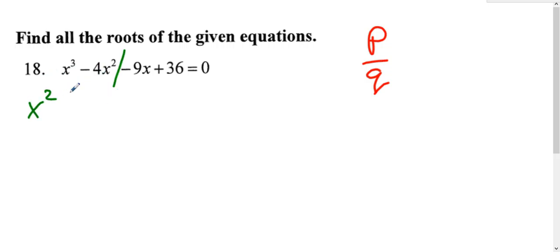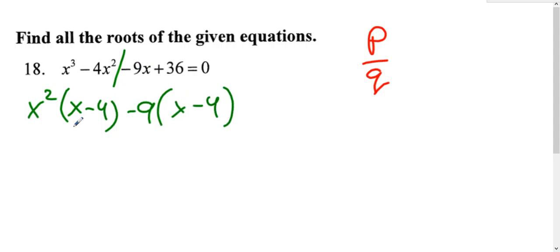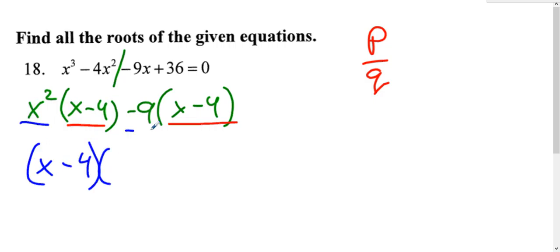And then you can take out an x squared, you'd have x minus 4. You can take out a negative 9, and you would have x minus 4. So you can factor by grouping, so that's much easier than doing P over Q and guessing. So jump into factoring by grouping. X minus 4 is one of our factors, and then x squared minus 9 is the other factor.